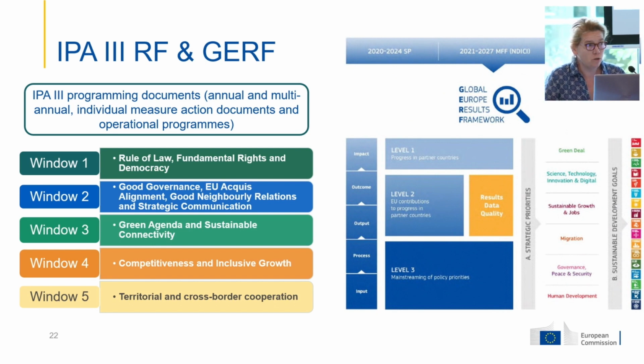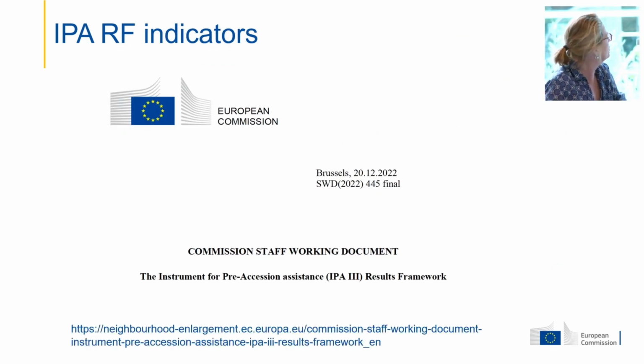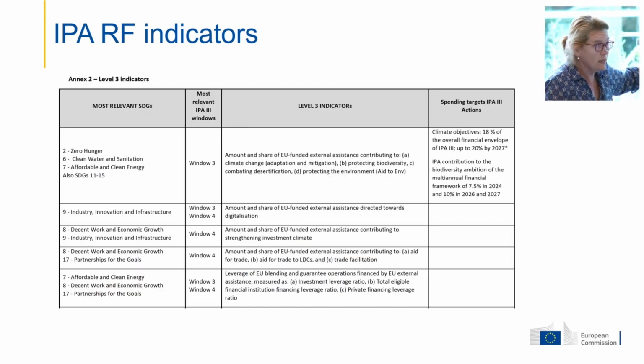The number of indicators under the two frameworks is quite different. We have 87 overall in the GIRF, Global Europe, and almost twice as many in the IPA 3. Last point here is that there are some indicators which are exactly the same in the two results frameworks. So this is a staff working document, so you have a staff working document for the GIRF, you have a staff working document for the IPA 3 results framework, and you can access it online if you need it. Level 3 indicators, they are exactly the same for GIRF and for IPA 3.